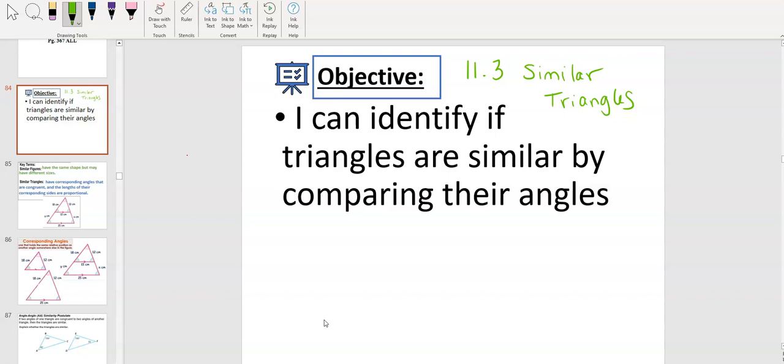Hey, here we are, 11.3, our last lesson of Module 11. We're going to take a look at identifying if triangles are similar to each other by comparing their angles. And we're going to use a lot of the information that we've done in our previous lessons to help us identify if these triangles are similar or not.